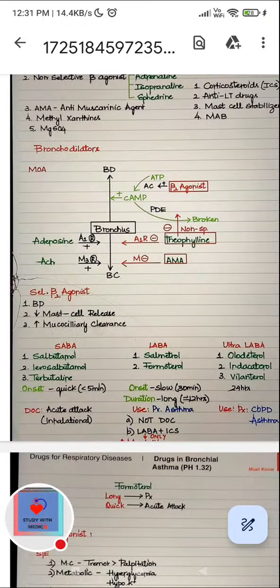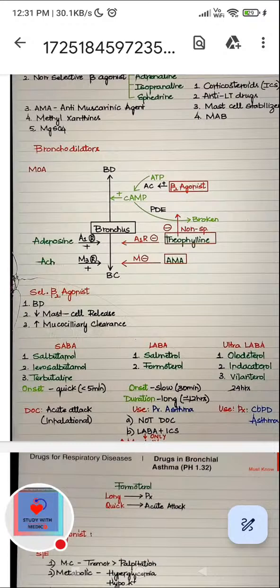The way airway is obstructed in asthma is mainly due to a release of mediators from sensitized mast cells. So it is because of release of mediators from sensitized mast cells in lungs. Examples: histamine, 5-HT, serotonin, prostaglandins, leukotrienes, protease, PAF, etc.